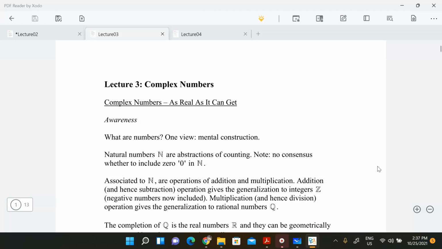So 0 is actually a relatively recent kind of abstraction. I think it began in the Indian civilization and then got picked up by the Arabian civilization. So it's not something that's already there in the Greek civilization, for example. Associated with the natural numbers, you have all these mathematical operations. For example, you know how to add two numbers, you know how to multiply two numbers, and they give you the same object, which is natural numbers.